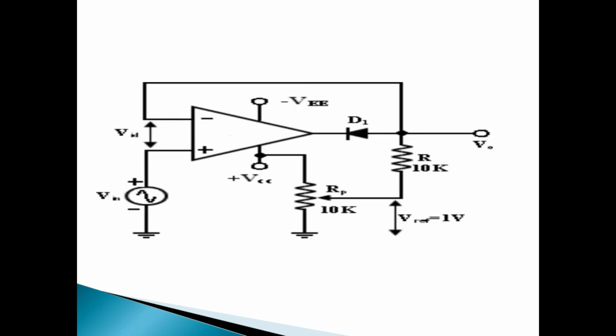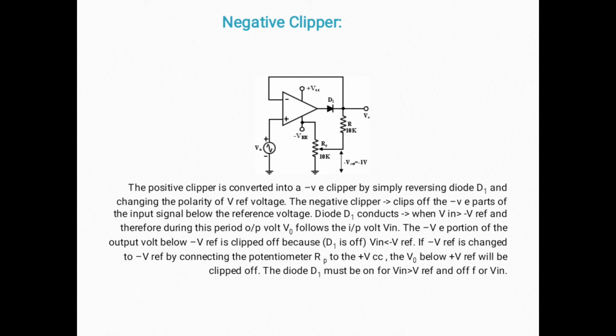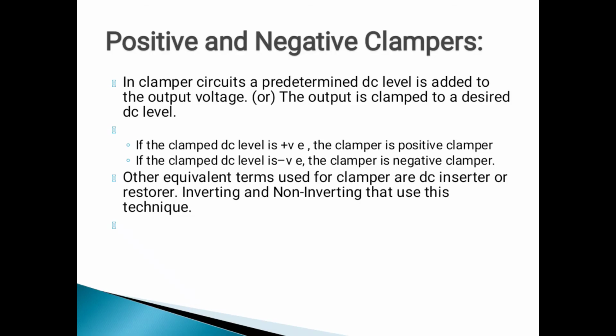This is the connection diagram for the clippers and the clampers. In this diagram, the positive clipper is converted into a negative clipper by simply reversing the diode D1. Again, by changing the polarity of Vref, the negative clipper clips off the negative part of the input signal below the reference voltage. The diode D1 conducts when Vin is greater than negative Vref, and therefore during this period the output voltage is V0.